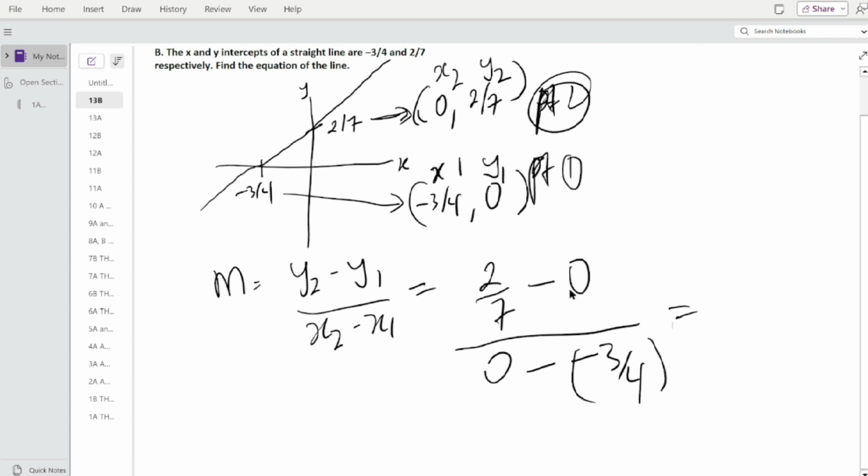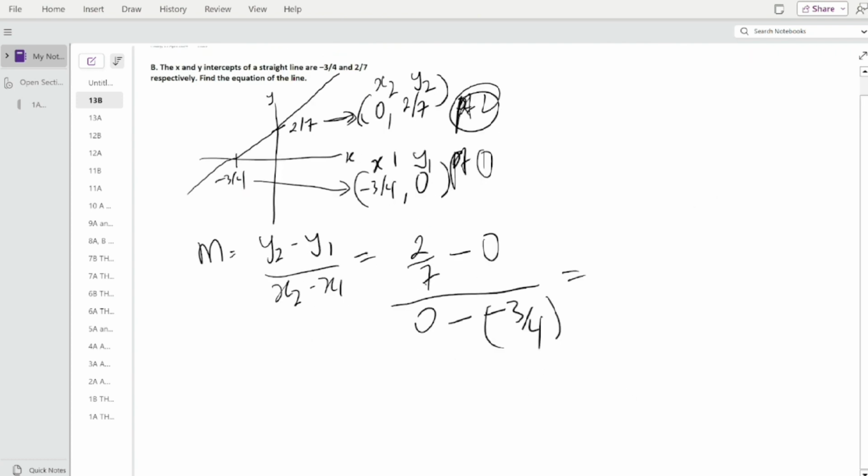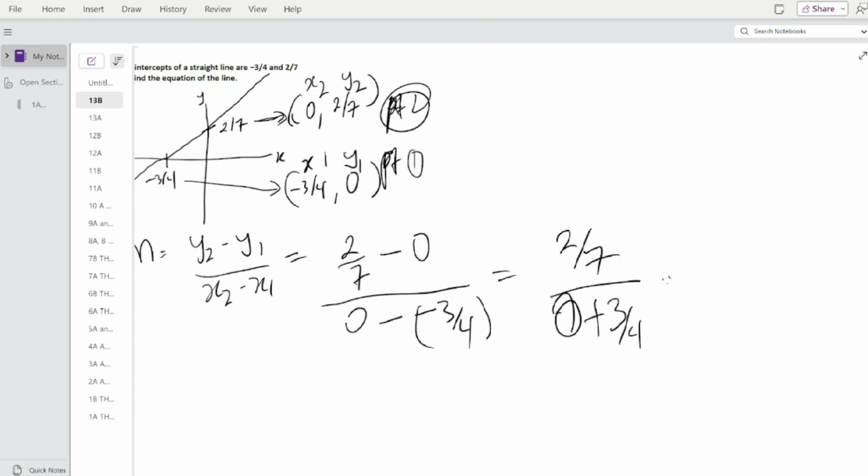This is where you have the twist of the question or the trick in the question. You have minus, and when you get it wrong here, you take one of the minus, you're going to get the wrong gradient. So you have to be very careful with this. If you have 2 minus 0, it's still going to give you 2. So 2/7 minus 0 is still 2/7. Then you have 0. This is minus. When you have 2 signs together, minus and minus gives you plus 3/4, which is equal to 2/7 over 0 plus any number is that number.